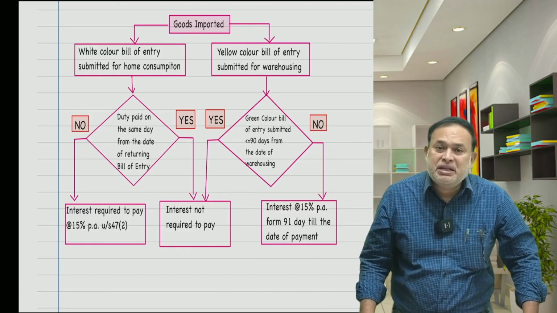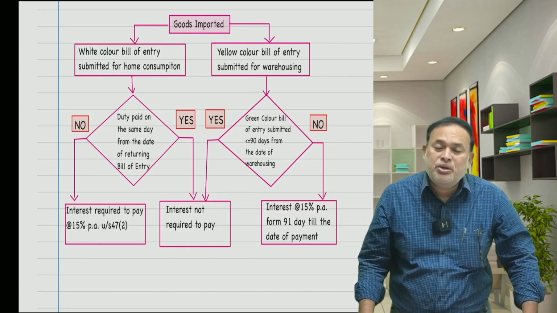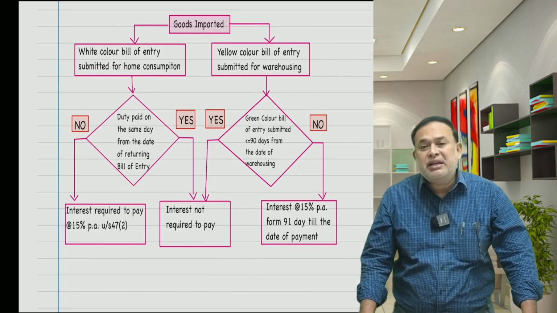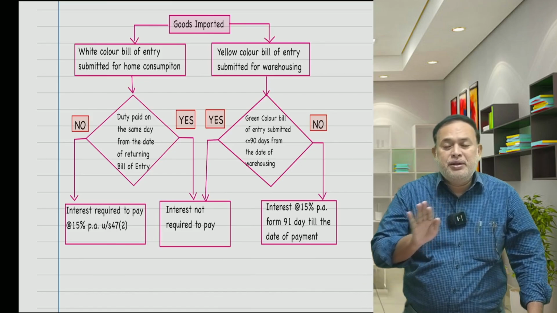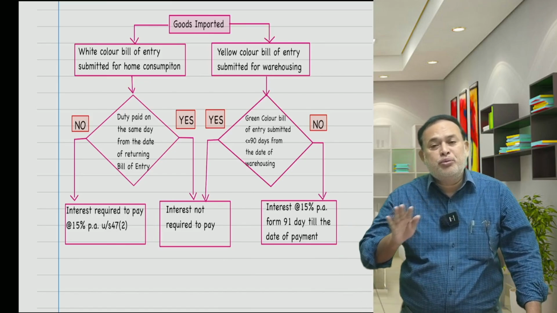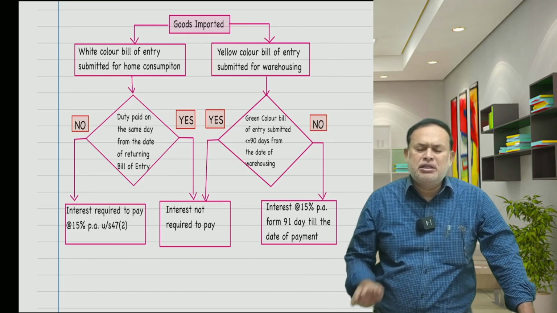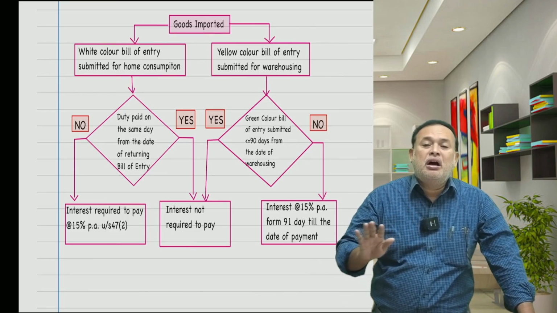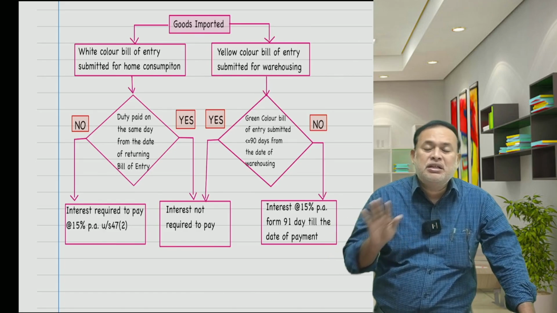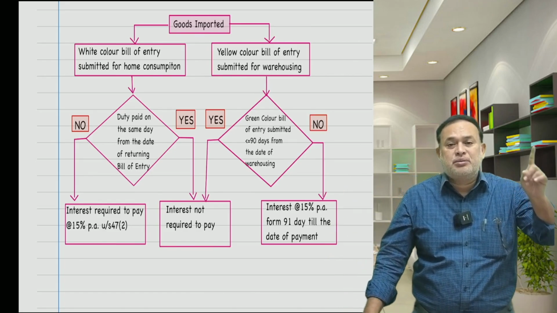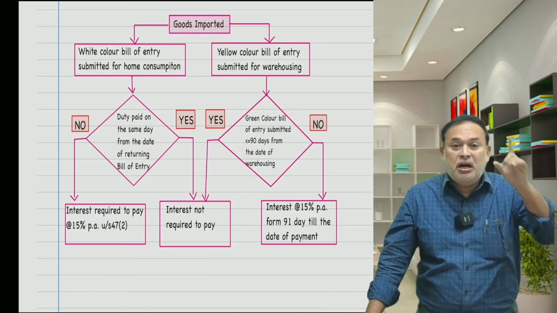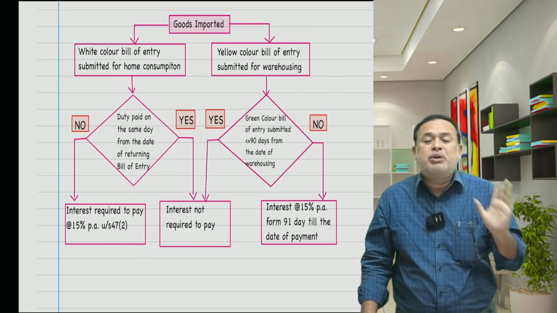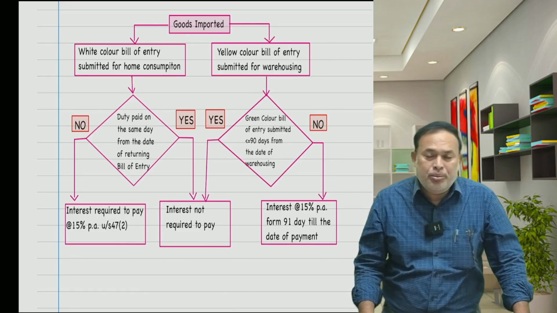The rate of interest for delayed payment of customs duty under the customs law is only 15%, 1-5. There is no 18%, unlike GST. There is no 24% per annum. Under the customs law, there is only one slab rate: 15% per annum interest you have to pay.